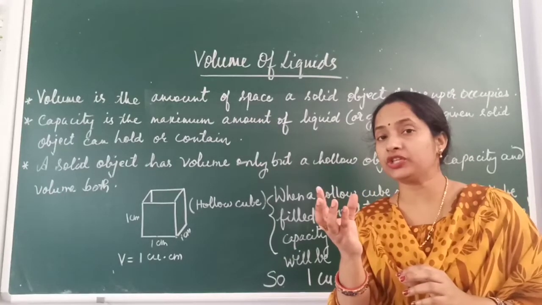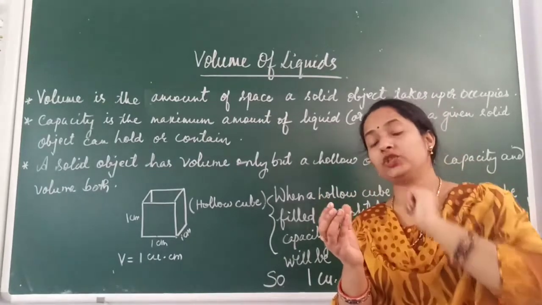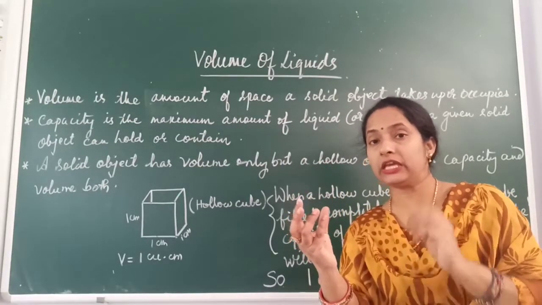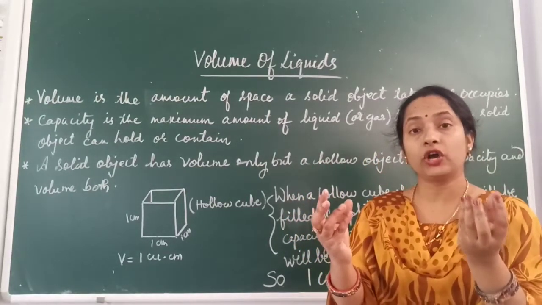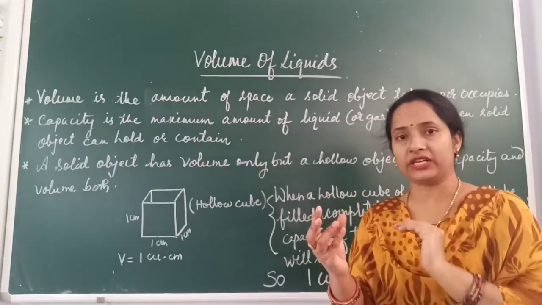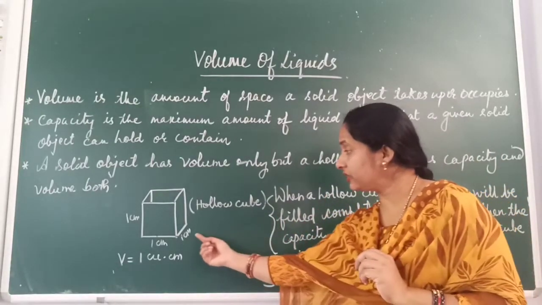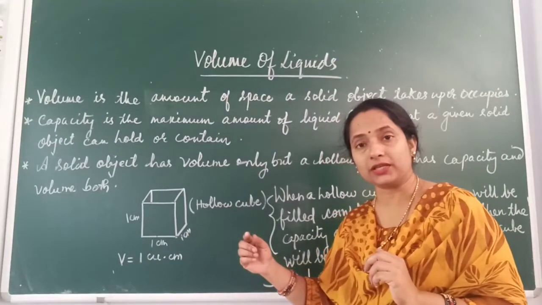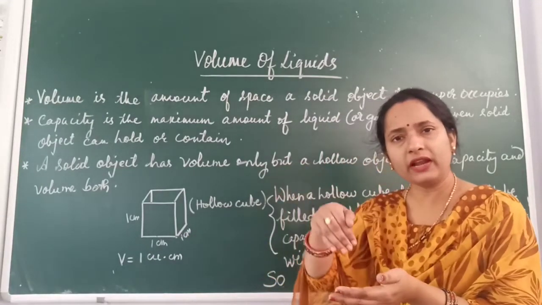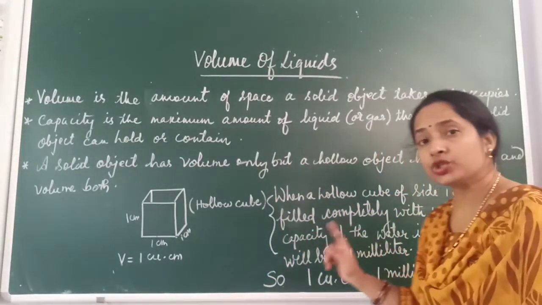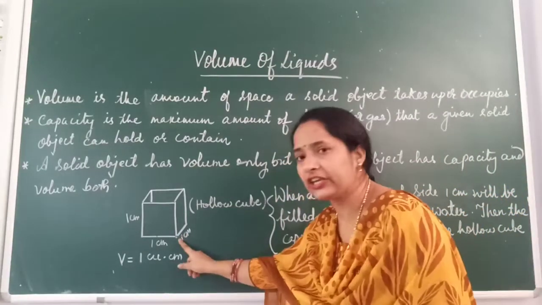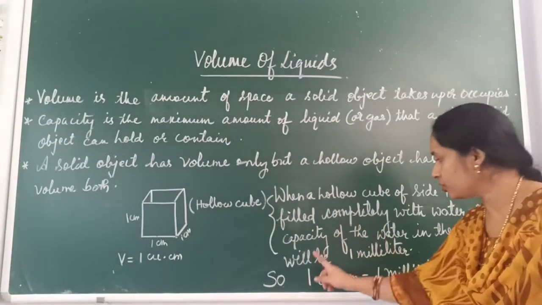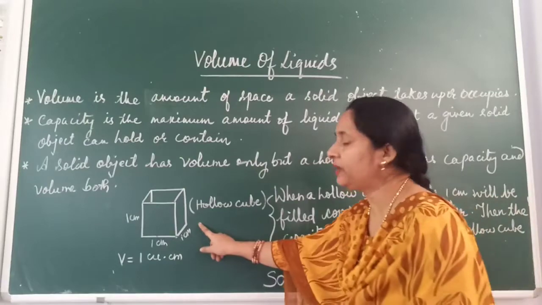So what did I say? For any hollow object you take and whatever liquid you fill into it, the volume of the object will be equal to the capacity of liquid filled in it. So in this unit cube of 1 centimeter, we can fill 1 milliliter of water. So the volume of this cube will be equal to the capacity of water it can hold. So how much will the volume of this cube be?